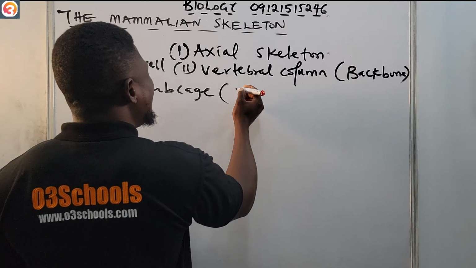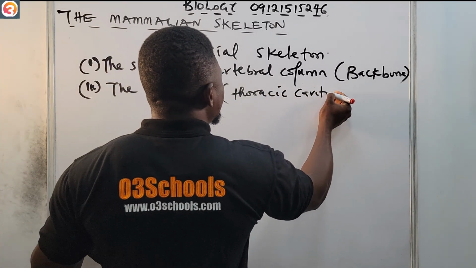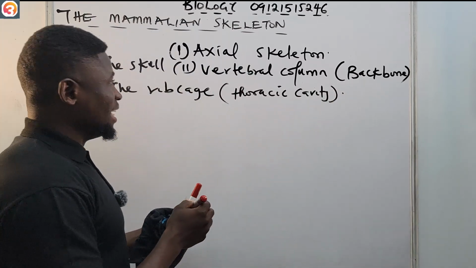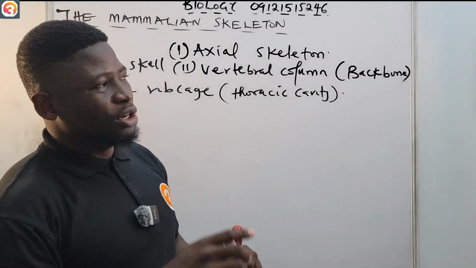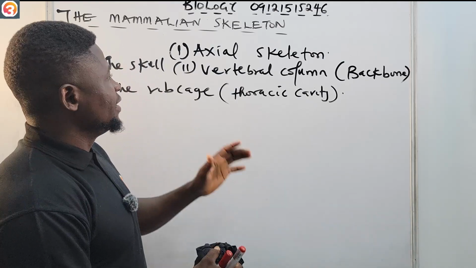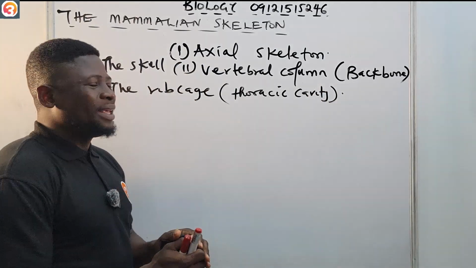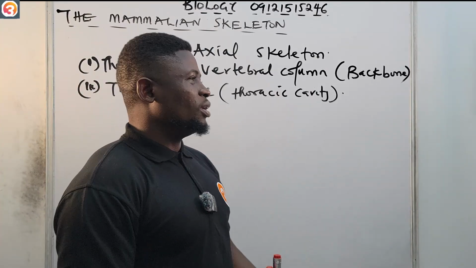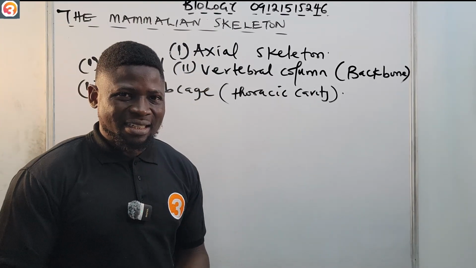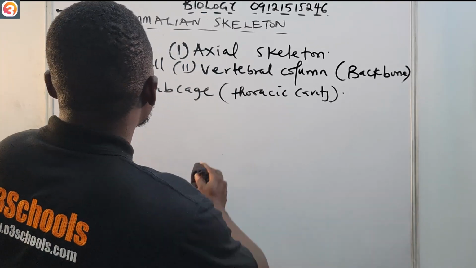And another name for the rib cage is the thoracic cavity. Please take note that the axial skeleton is made up of 3 main parts: the skull, the vertebral column, which is called the backbone, then the rib cage, which is the thoracic cavity.